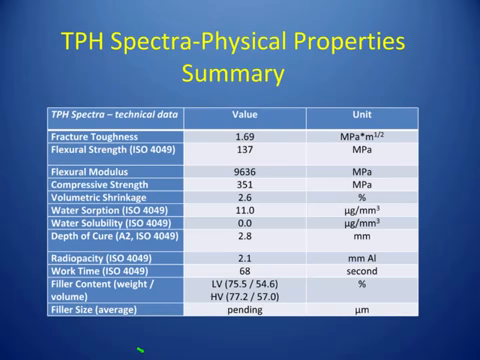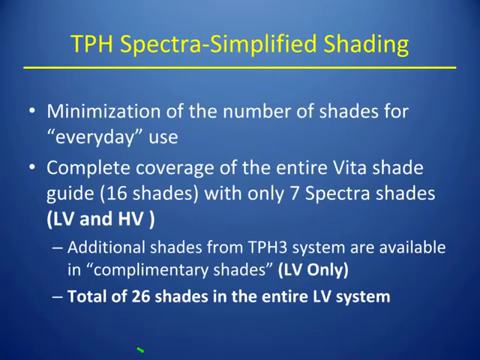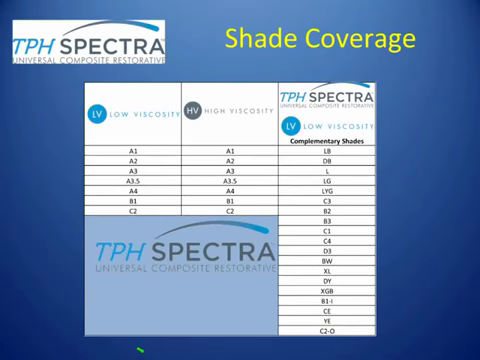The simplified shading system, as I mentioned, 7 shades will cover the entire Vita shade guide. We have a conversion chart. I'm sure that's in all of your sampling kits and would be provided to you by the sales groups. The LV and the HV both have these 7 base shades. We do have a complete line of complementary shades only available in an LV viscosity, not both viscosities. But if there are some odd shades and odd teeth in your practice, you basically would be able to find all these multiple shades. But we're very confident that with only 7 shades, you can adequately treat almost any tooth in your office. Here's another conversion chart for that.